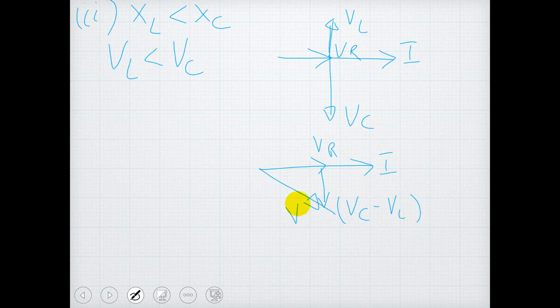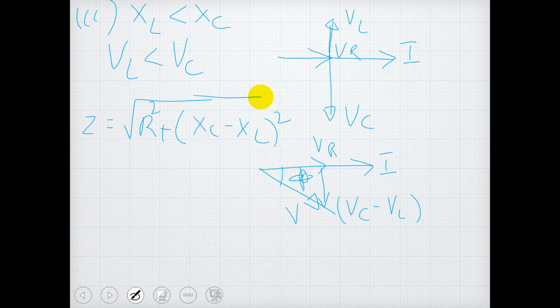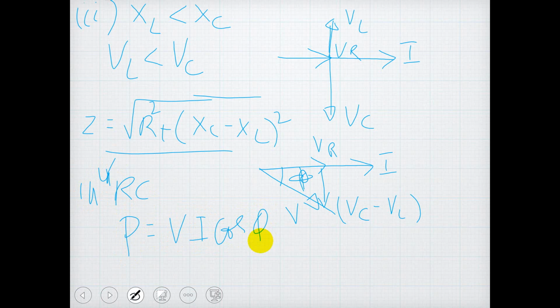Now VC is more, so this can be VC minus VL and this can be V. So looking at this phasor now, here the current is leading the voltage by an angle phi. Correct. So we can write Z equal to square root of R square plus, since XC is more, XC minus XL whole square. Okay. So the circuit is very similar to an RC circuit, and therefore the power consumed is very similar to an RC circuit, that means P is equal to VI cos phi in this case. This is about when the circuit has capacitance greater than the inductance.